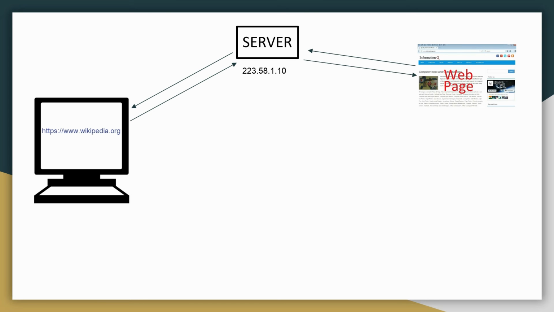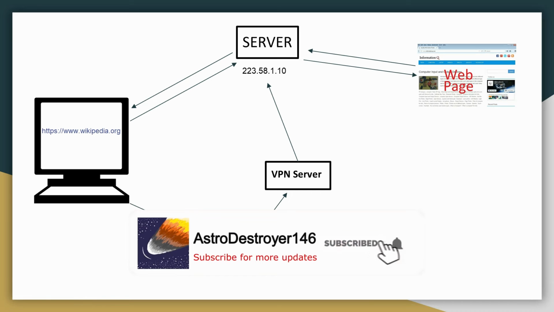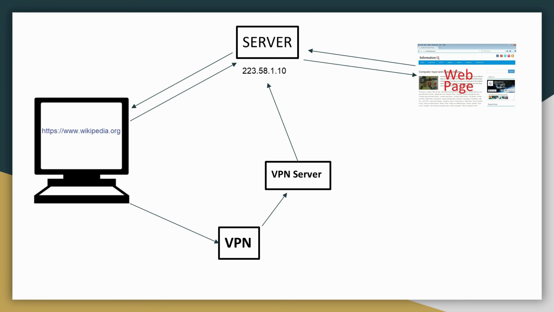And now let us see how a VPN can intercept the whole process. Suppose you have a VPN software installed in your system and you want to access that same web page, but this time you want to use your VPN service. Then your system will this time interact with the VPN, and the request will go to the VPN server, and now the VPN server will contact the main server, the server in your locality.